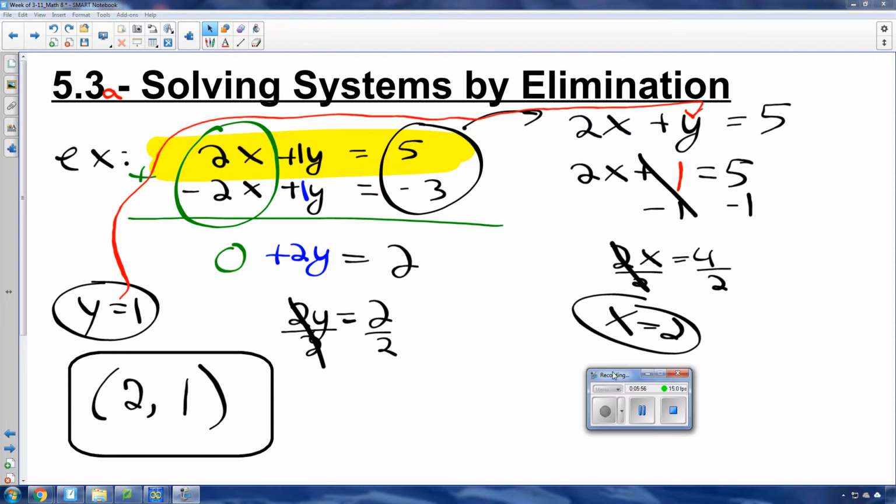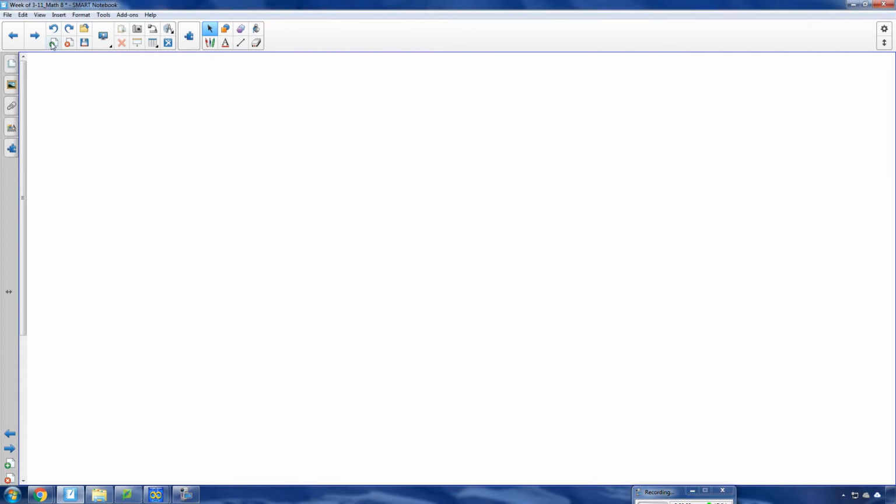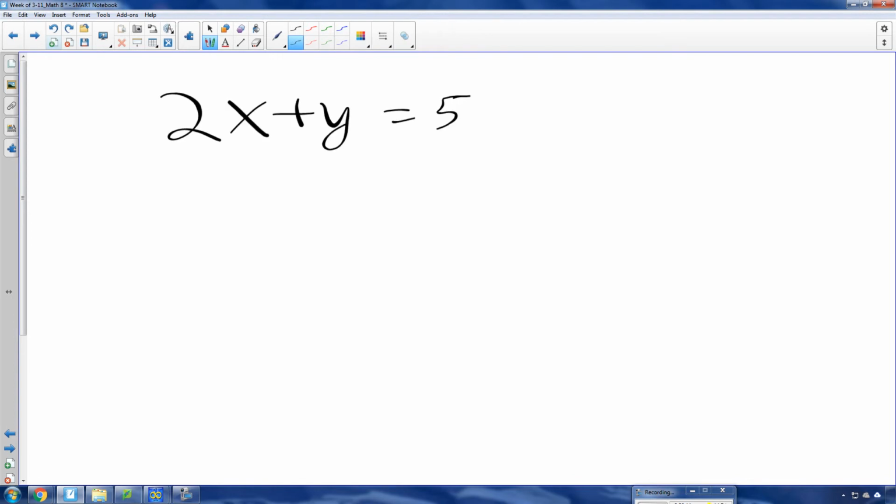If you just learned systems by substitution, you'll realize that you always have to have x equals a number and y equals a number. Because if you look at your original equations, which were 2x plus y equals 5, and also negative 2x plus y equals negative 3, the deal is we have two unknowns. This is a number that we don't know, and this is a number that we don't know.